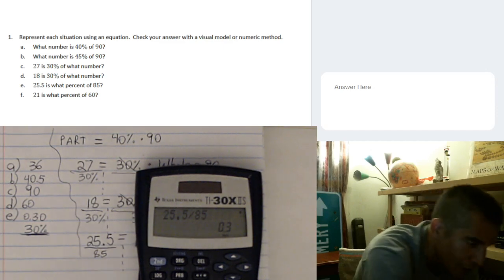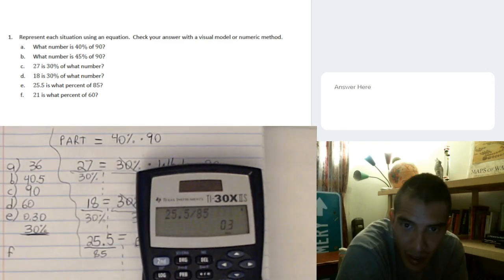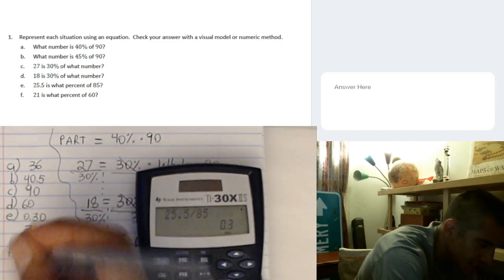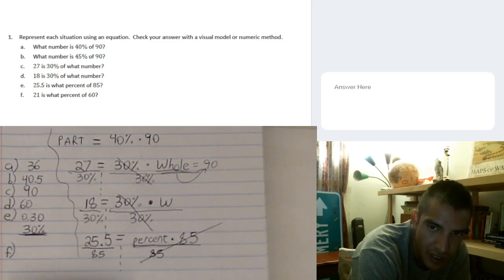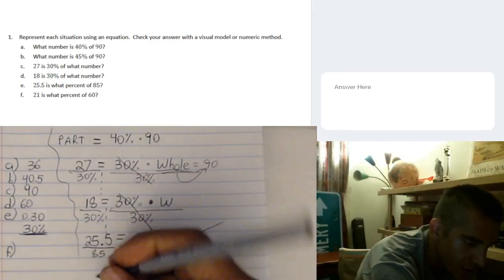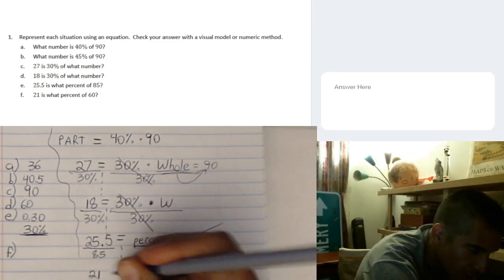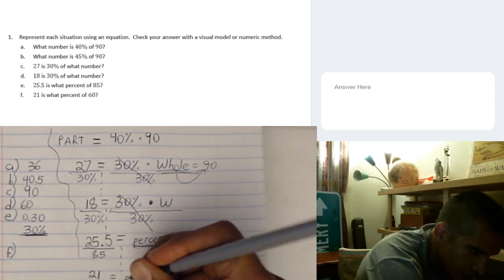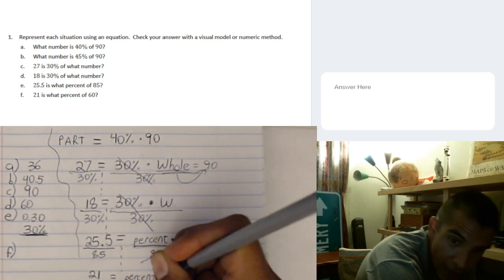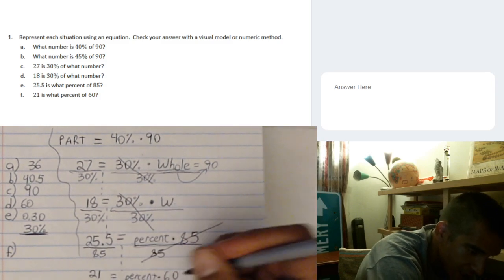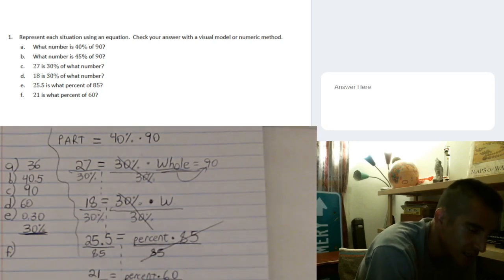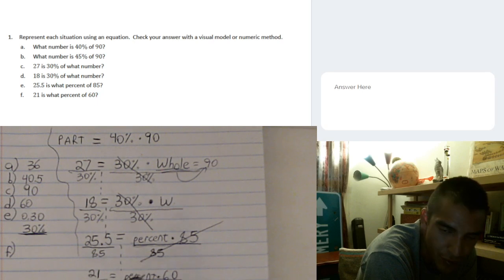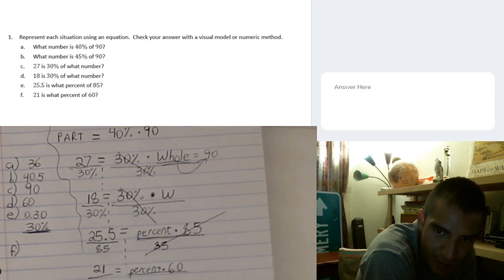And then finally, F. F asks, 21 is what percent of 60? So once again, I'm just gonna show you how to set up this equation, and then you can solve it. So 21 is the part, the percent we don't know, and the whole is 60. And so I want you to figure out what to do to both sides, and do that because we need to get percent by itself. So you know you're going to have to divide by something.